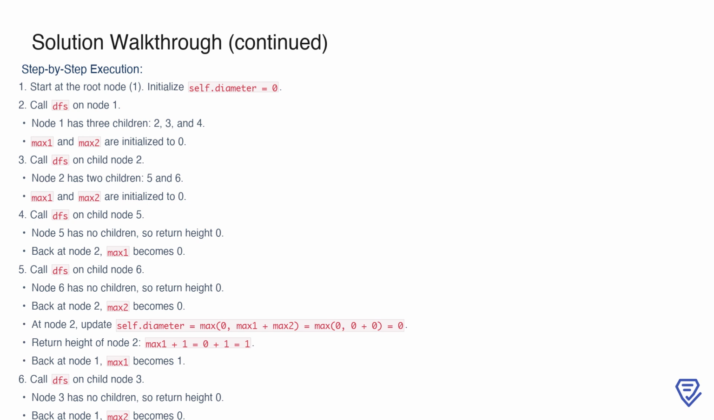Next, we explore child node 3. Since node 3 has no children, its height is 0, and we return this value. Back at node 1, max2 remains 0.